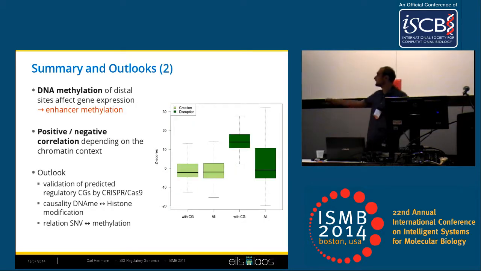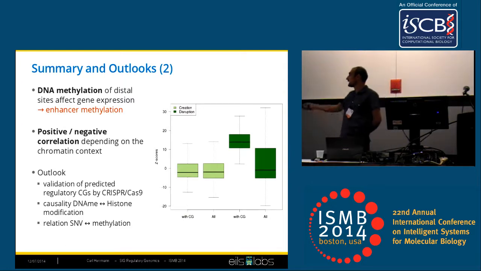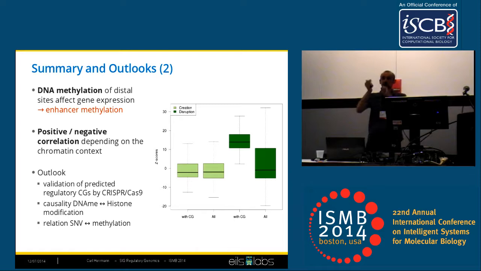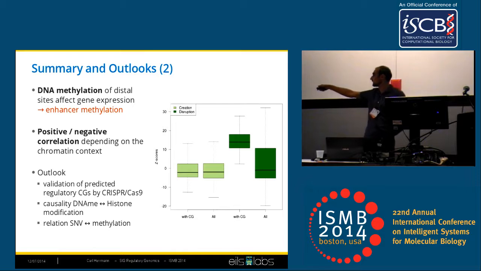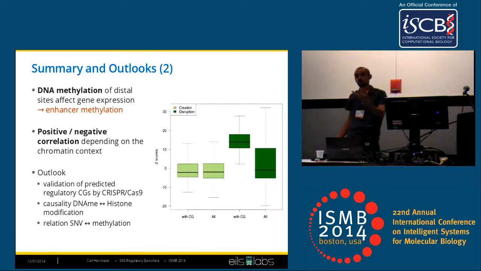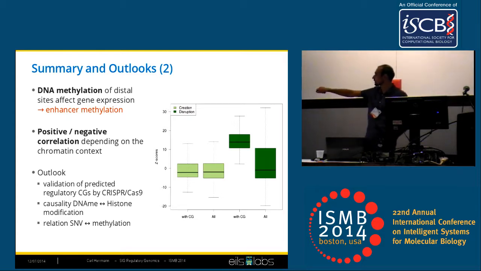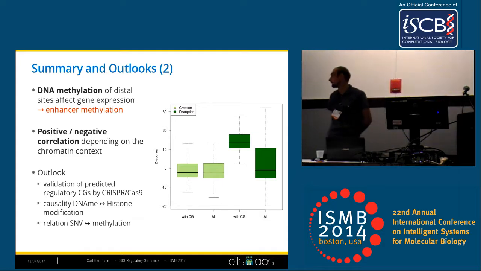Now, for the DNA methylation, this correlation analysis allows us to identify distal sites that affect gene expression, and this enhancer methylation seems to be very subtly modulating gene expression. The positive-negative correlation depends on the chromatin context, which we are trying to understand better. Now, we're validating this experimentally using a CRISPR-Cas9 system. And we are looking more closely into this relation between histone modification and DNA methylation.